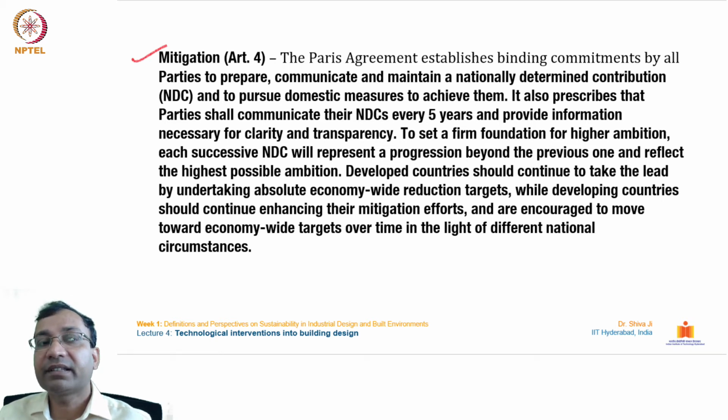Mitigation, Article 4. The Paris Agreement establishes binding commitments by all parties to prepare, communicate, and maintain a nationally determined contribution (NDC) and to pursue domestic measures to achieve them. It also prescribes that parties shall communicate their NDCs every 5 years and provide information necessary for clarity and transparency. To set a firm foundation for higher ambition, each successive NDC will represent a progression beyond the previous one and reflect the highest possible ambition. Developed countries should continue to take the lead by undertaking absolute economy-wide reduction targets, while developing countries should continue enhancing their mitigation efforts and are encouraged to move toward economy-wide targets over time in the light of different national circumstances.